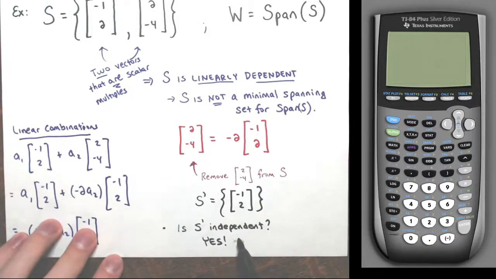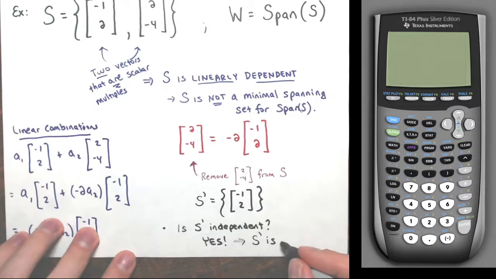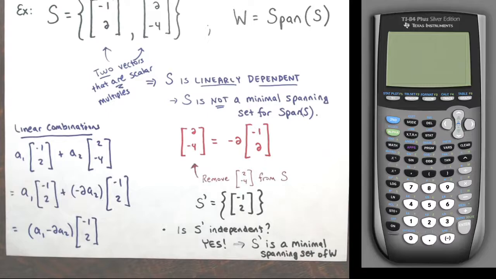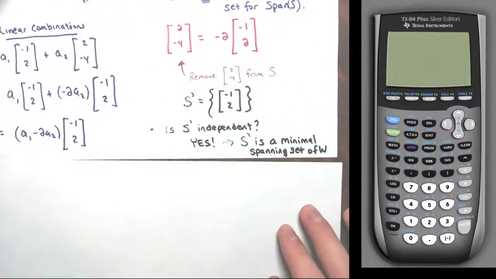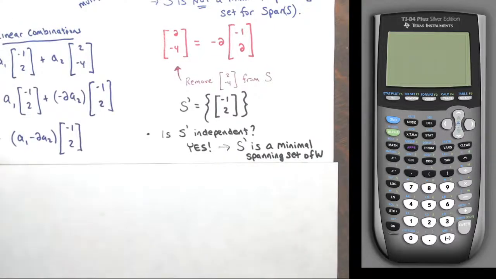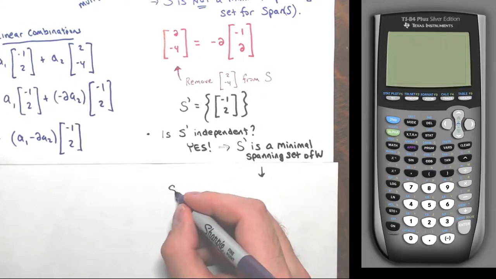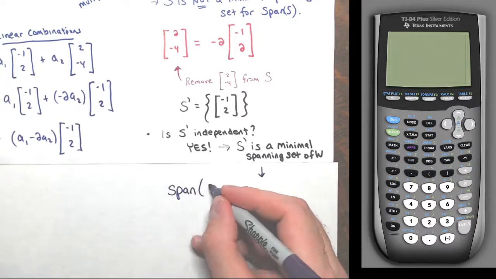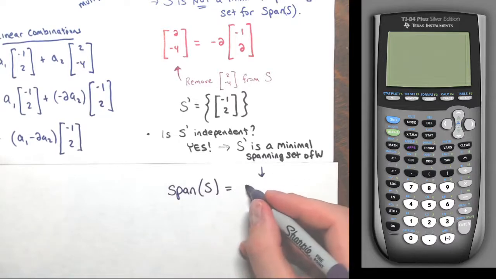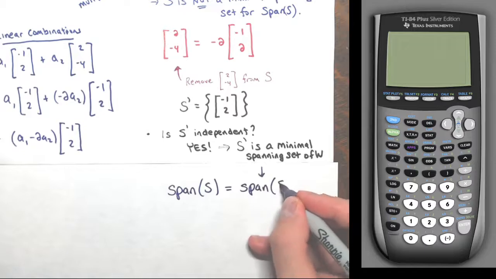So this set, S prime, is a minimal spanning set of W. Okay, and then some other stuff we could write related to this too is this. We could say then that the span of S would be the same as the span of S prime, right?